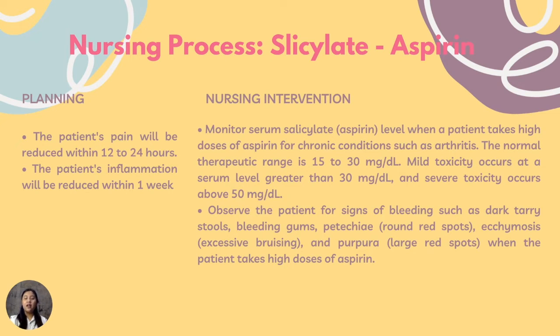For the nursing interventions, we have to monitor the serum salicylate level when a patient takes high doses of aspirin for chronic conditions such as arthritis. The normal therapeutic range is 15 to 30 mg per dL. Mild toxicity occurs at a serum level greater than 30 mg/dL, and severe toxicity occurs at about 50 mg/dL. We have to observe the patient for signs of bleeding such as dark tarry stools, bleeding gums, petechiae, ecchymosis, and purpura, which are large red spots, when the patient is taking high doses of aspirin.